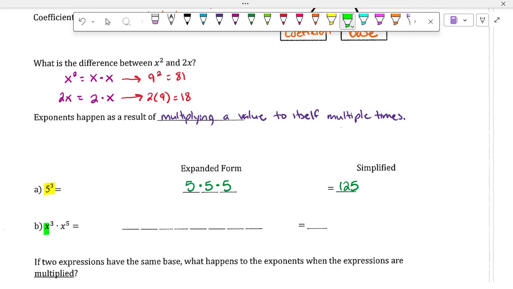Then we have x cubed times x to the 5th. So they have the exact same base, which is x. If I write x cubed out, it'd be x times x times x. That part's x cubed. And then times another 5 x's, which will represent the x to the 5th. Now, if you count the number of x's, there's actually 8 of them. So this is actually x to the 8th.